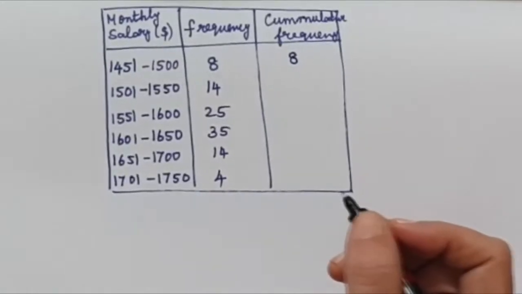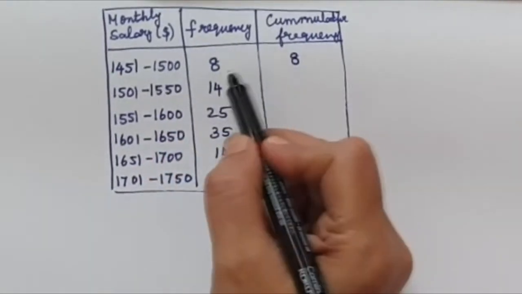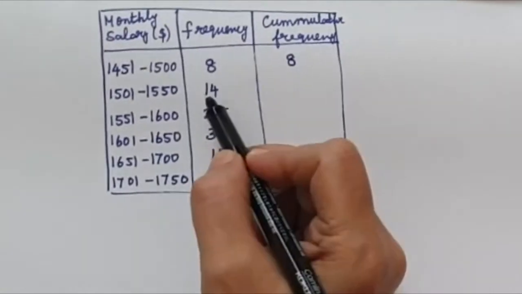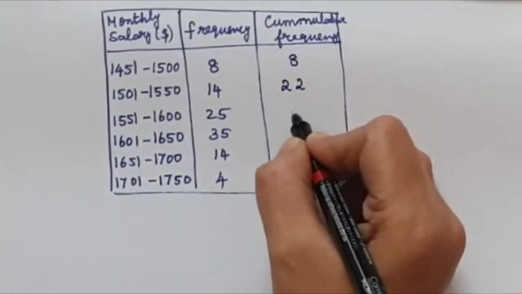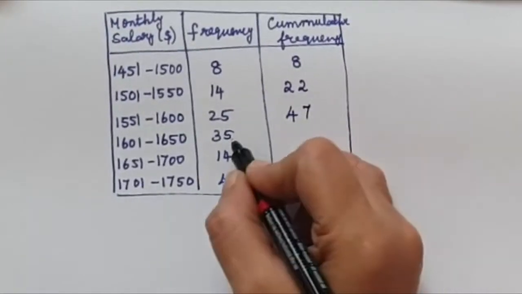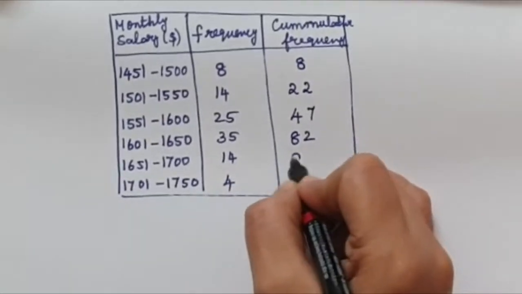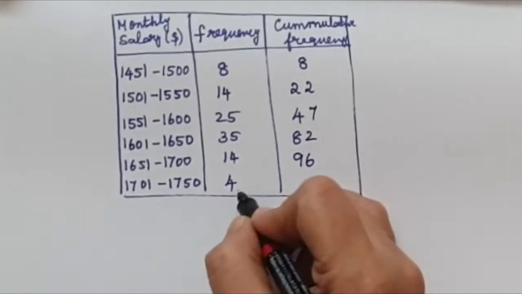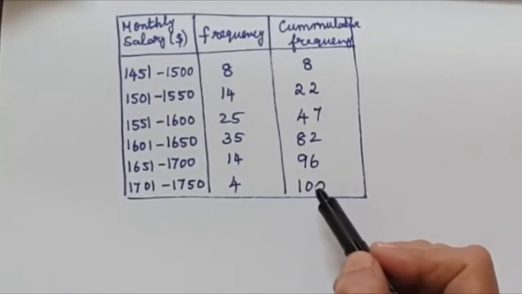Now we are going to draw a cumulative frequency table. Our first frequency is 8, so we write it as 8. Then 14 and 8, when we add it, is 22. 22 and 25, when we add it, is 47. 47 plus 35 will give us 82. 82 plus 14 will give us 96. And 96 plus 4 is 100. So this is a cumulative frequency table.